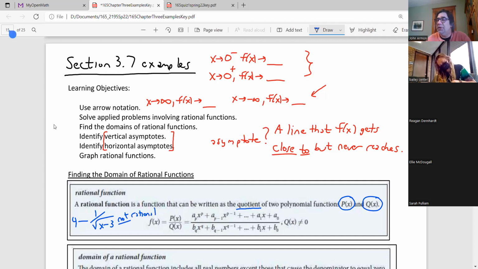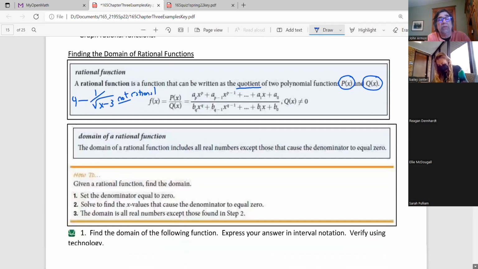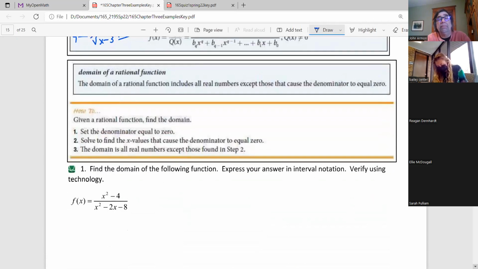If that was x plus x minus 3 in the denominator, we're fine. Okay. So think about x minus 3 under the radical, x to the 2/3 power, things like that. Those are not going to be examples of rational functions. So lots of domains of our rational functions are restricted because you cannot divide by 0.